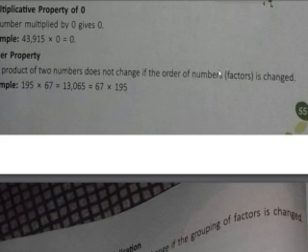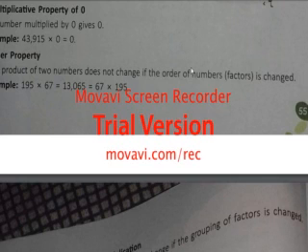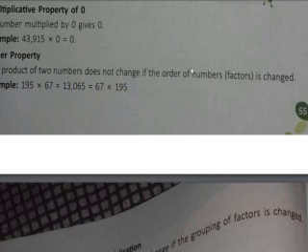What does the order property mean? When you go to a higher class you will understand that this property is also called the commutative property. I will tell you the spelling now: C-O-M-M-U-T-A-T-I-V-E. In lower classes we read it as the order property.